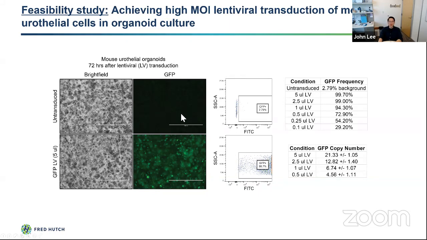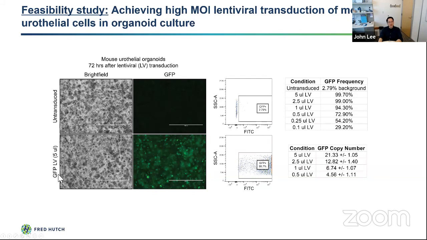One of the major things that we had to determine was whether we could actually achieve high multiplicity of infection in mouse urothelial cells in organoid culture. So we dissociate mouse bladders from C57 black 6 mice, and then we can transduce these. Depicted here are untransduced urothelial organoids. We transduce with the lentivirus expressing GFP. So there's no GFP signal visible here.